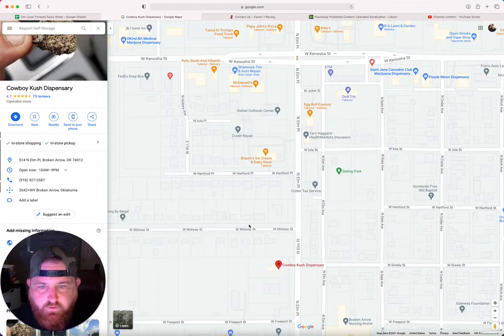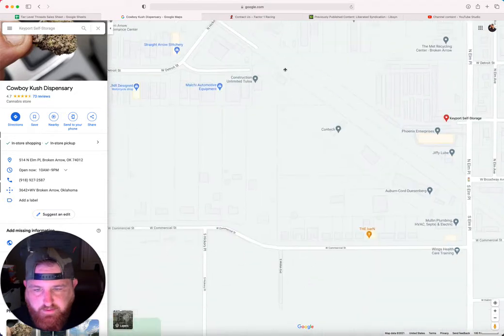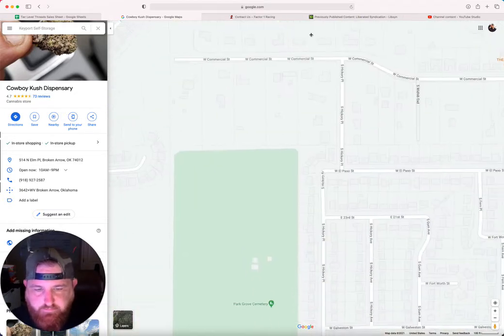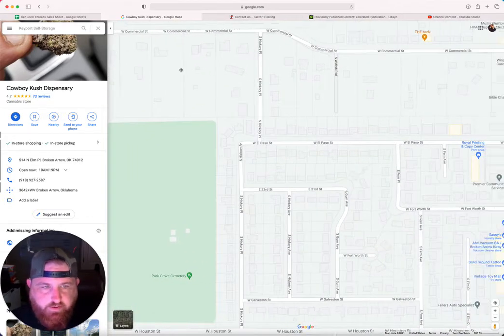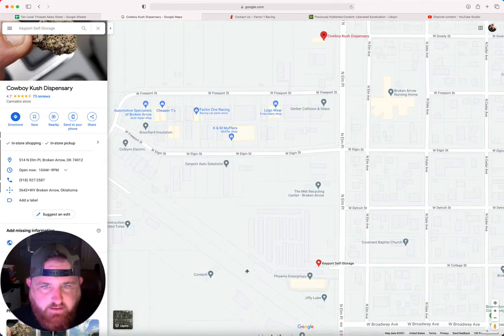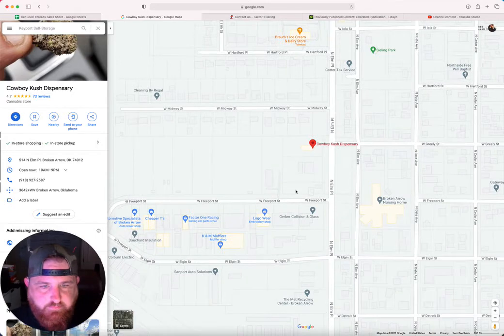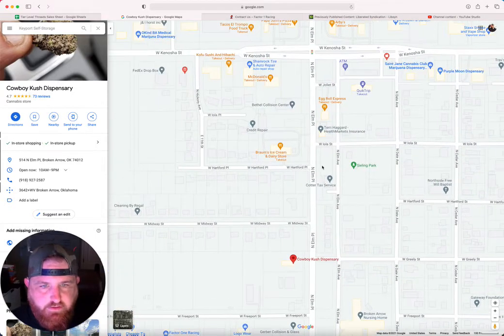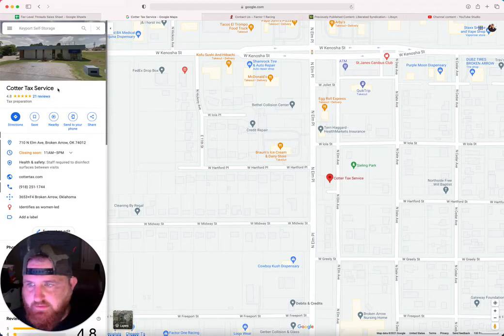I'm not really jumping all over the place, but I'm just kind of looking at some of these areas, seeing where businesses are showing up. And I think these are more residential homes back here. So I'm going to go up real quick and hit some of these other areas over here. There are some more businesses right here. Cotter Tax Services. Go ahead and put that on there.